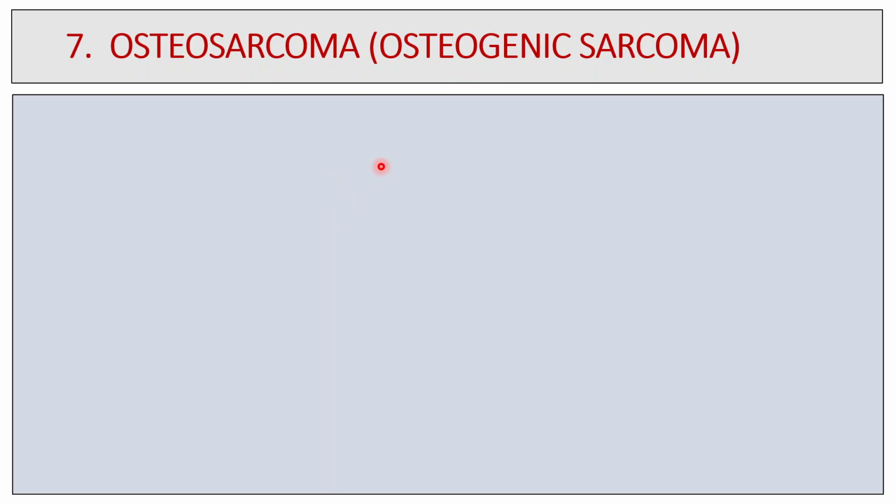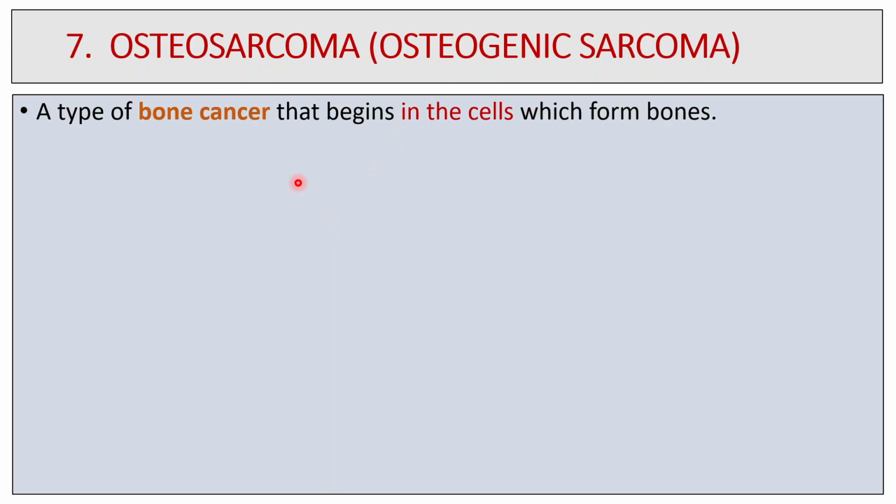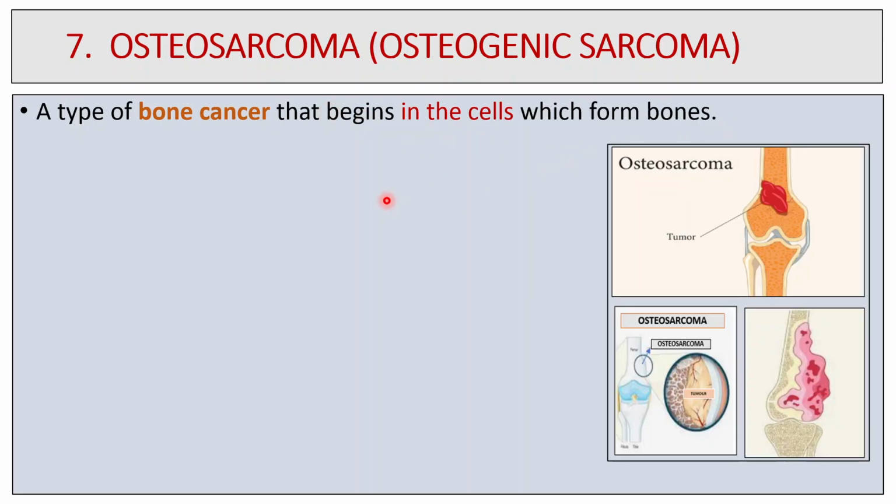Then osteosarcoma or osteogenic sarcoma. This is a tumor, a type of bone cancer that begins in the cells which form the bones. This is the knee joint tumor. The osteosarcoma tumor is here, you can see. This is the tumor portion. The femur, tibia, fibula.